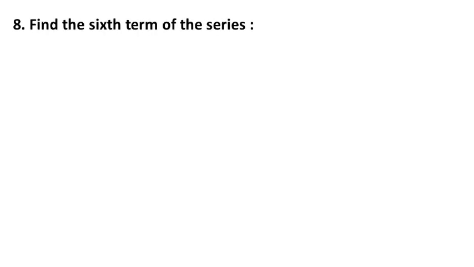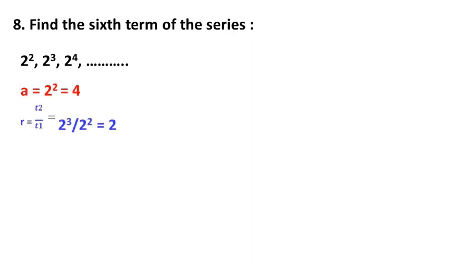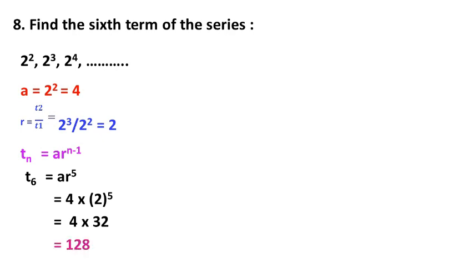Question number 8. Find the sixth term of the series. The sequence is given as 2 square, 2 to the power of 3 and 2 to the power of 4 and so on. Consider the value of a as 2 square, that is equal to 4. Common ratio is 2 cube by 2 square, the value will be equal to 2. Consider the formula T6 is equal to a into r to the power of 5. Value of r is 2, value of a is 4. Calculate 2 to the power of 5, that is equal to 32. The product of 4 and 32 will be equal to 128. Hence the sixth term of the given series is 128.